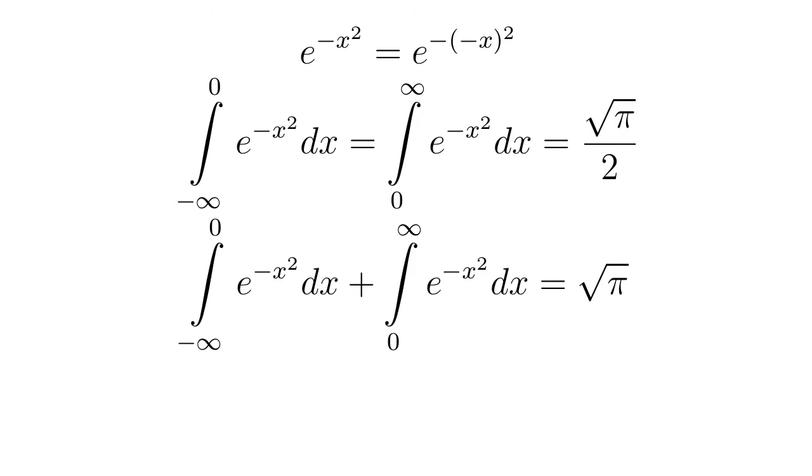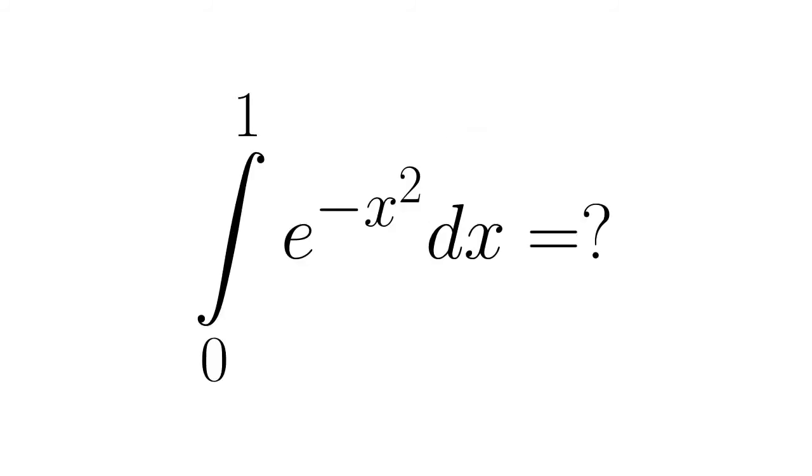But this doesn't give us a way to work out an integral with any bounds we like. We still don't know what, for instance, the integral of e to the minus x squared from 0 to 1 is. Now, at the start of the video I said that e to the negative x squared has no elementary antiderivative, but it does have a non-elementary antiderivative.